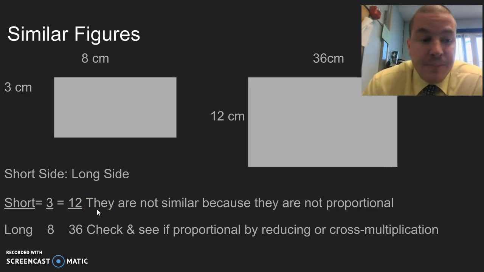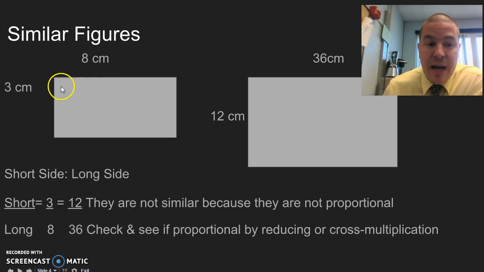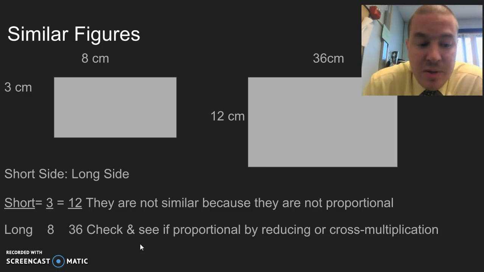Same thing on this one. 3 over 8 equals 12 over 36. Once again, they're 90-degree angles. You take the short side and put it over the long side of the smaller one. 3 over 8 equals short side over long side, 12 over 36. So cross multiply. 3 times 36 is going to be 108. 12 times 8 is going to be 96.